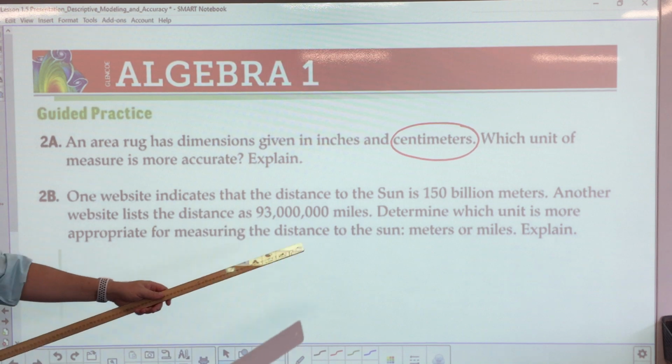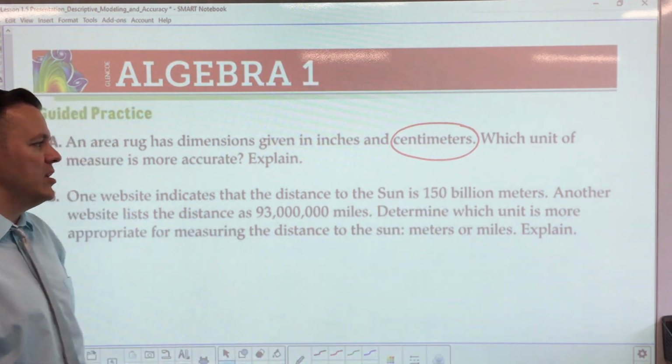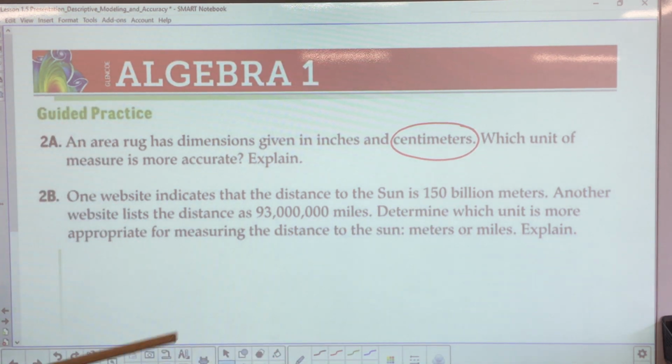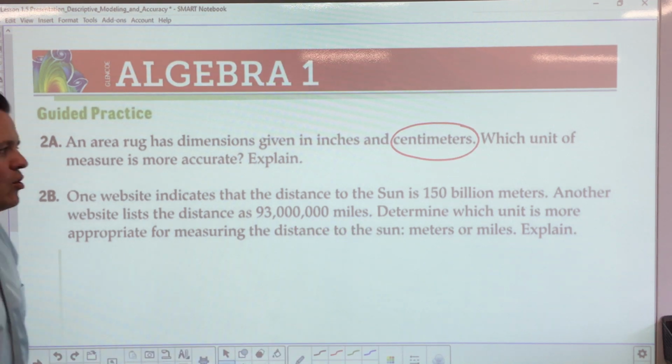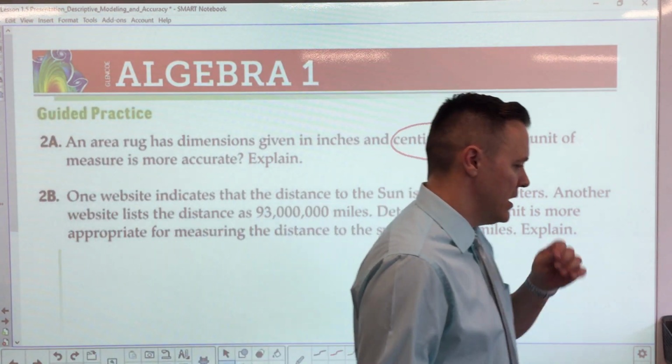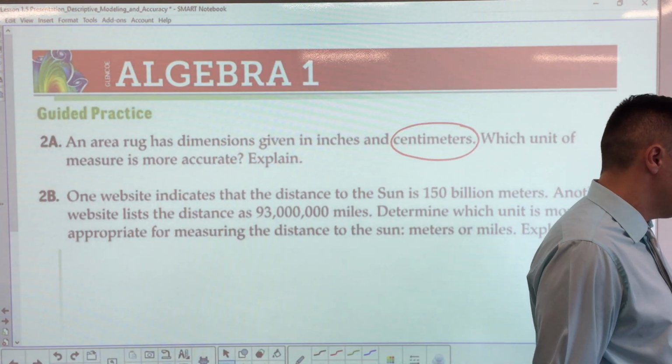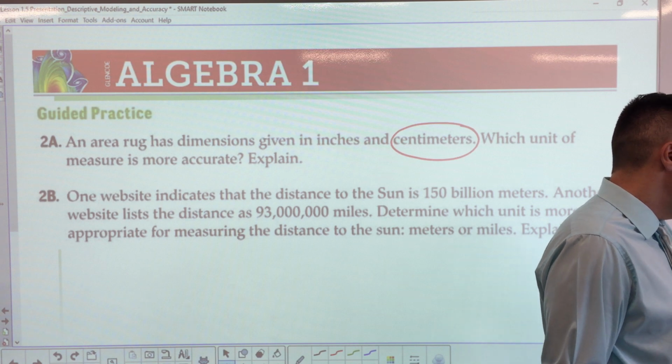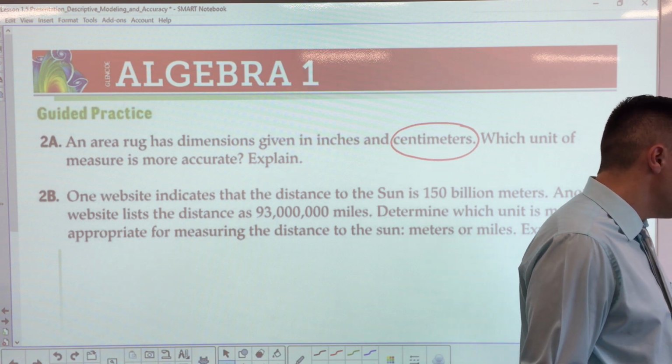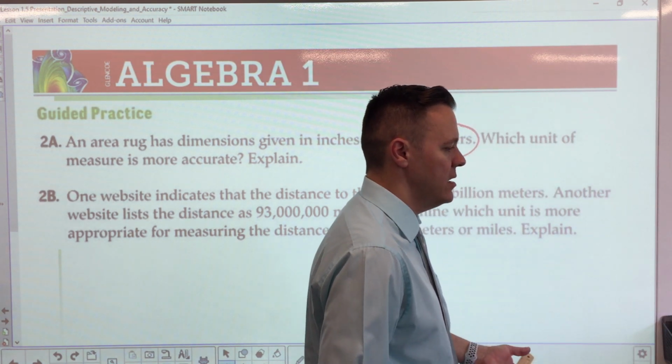One website indicates the distance to the sun is 150 billion meters. Another website lists the distance as 93 million miles. Determine which unit is more appropriate for measuring the distance to the sun, meters or miles. So which one would you think? That's one big key aspect that I want to make sure you understand. What would be your opinion?